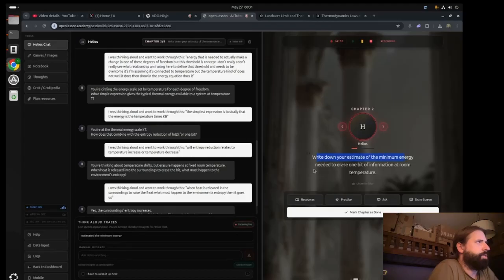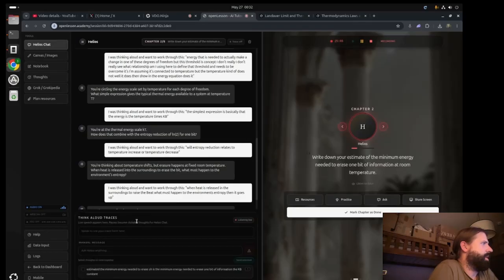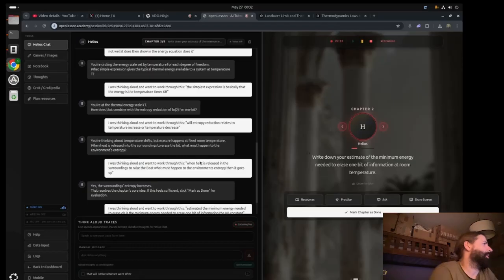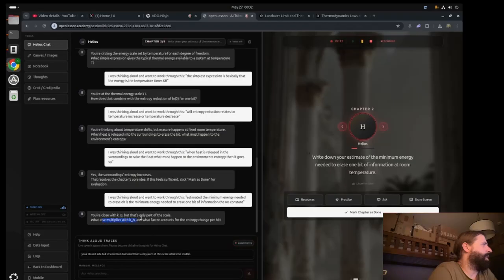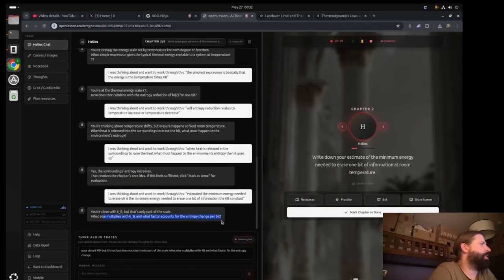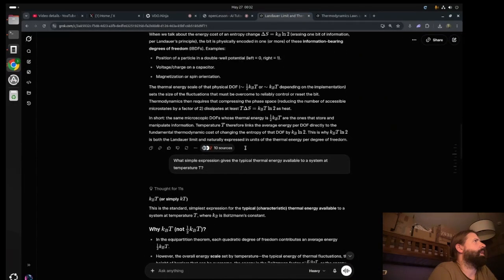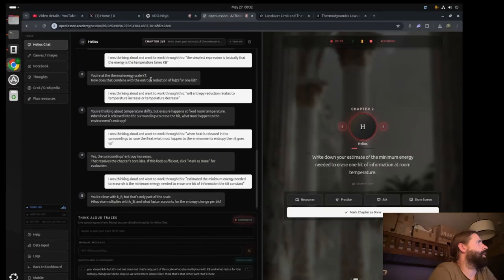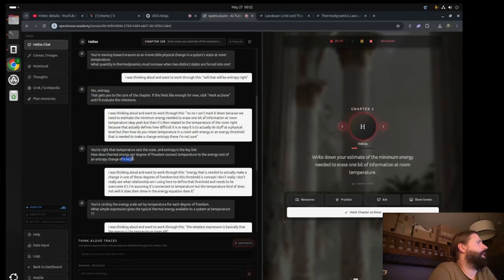Estimate the minimum energy needed to erase one bit of information. Oh, is the minimum energy needed to erase one bit of information the kB constant? Is that what we were after? You're close to kB, but that's only part of the scale. What else multiplies with kB, and what factor accounts for the entropy change per bit? Okay, so we're almost there. I think that's the other part: ln 2, right?